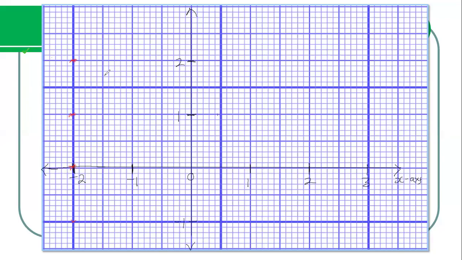Now, members, I want you to take note. One is that whenever you have a line x equal to -2, x lines are always lines that run vertically. They run vertically like this. So that's why our line is going to be a vertical line.